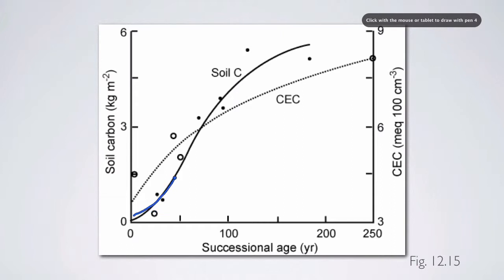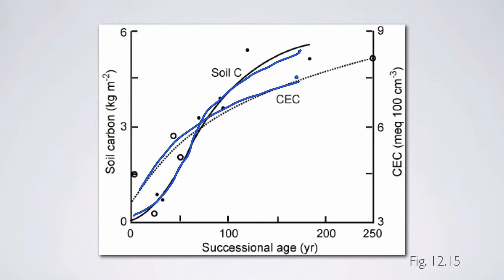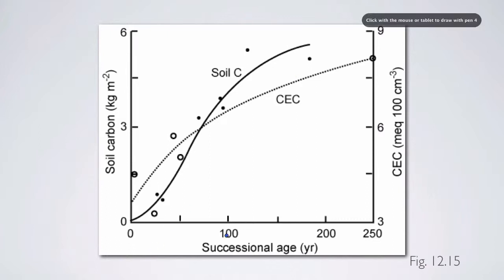We can take a look at soil carbon development, and it increases more or less linearly for a while and then starts to level off. And then cation exchange capacity. And these are two of the changes that we see with successional age as soils develop. Soil carbon accumulates, and associated with that, cation exchange capacity.